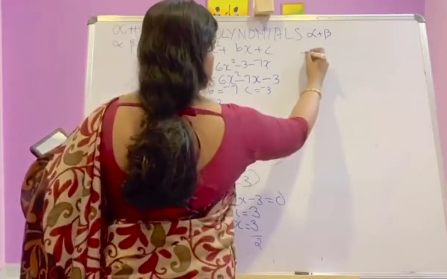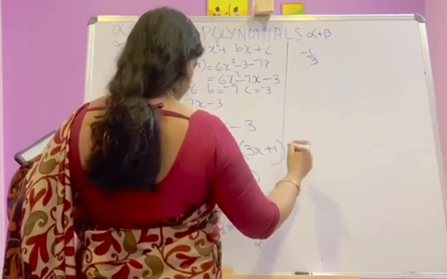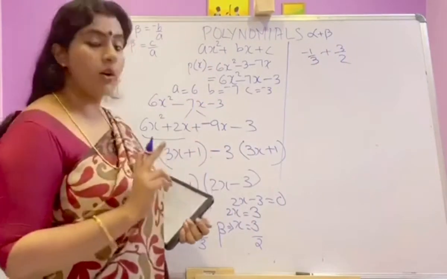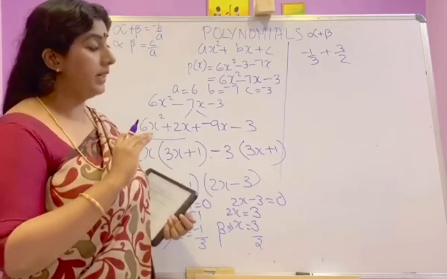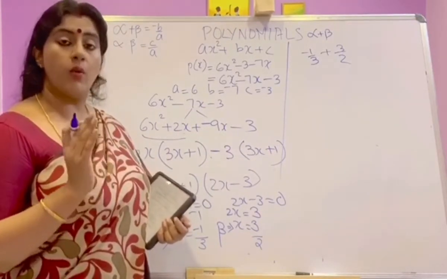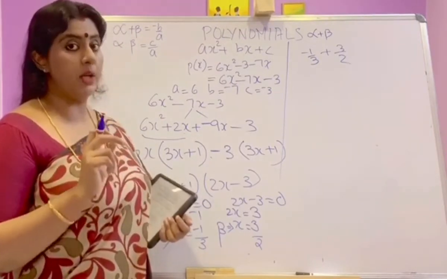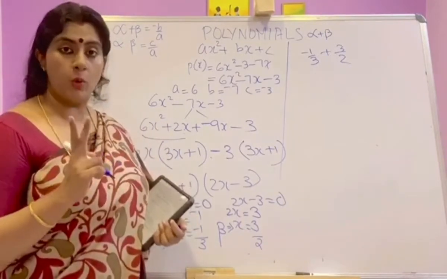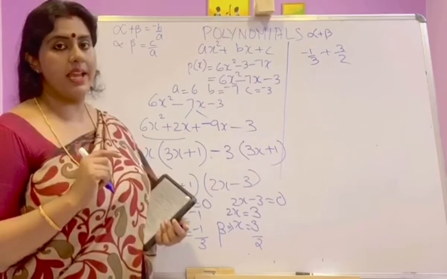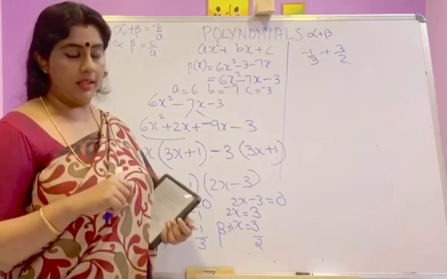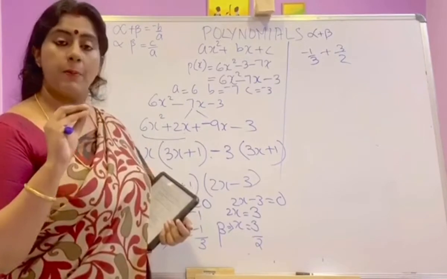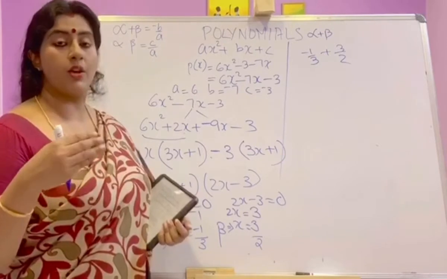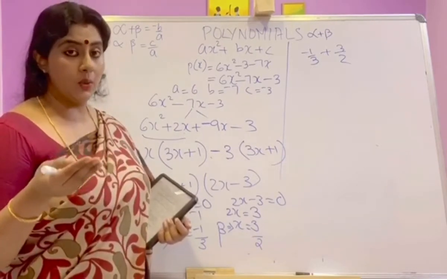That is negative 1 by 3 plus 3 by 2. Before I told you, you can add or subtract numerators when the denominator is different. So first you have to make the denominators same, then only you can add the numerators. For making denominators same, we have two methods, that is cross multiplication method and LCM method. If it is small numbers or prime numbers, we can use cross multiplication method. If it is greater numbers or composite numbers, you can use LCM method.